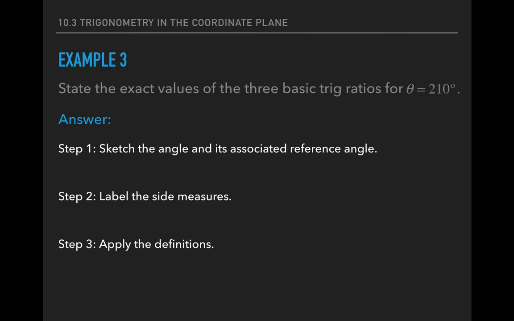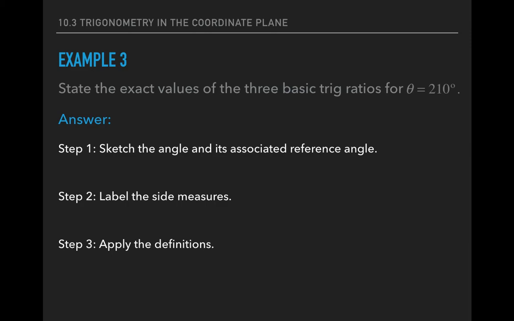Let's try this together. We're going to find the exact values, meaning we're not going to use our calculator here. We're going to give exact values. We're not going to round. Radicals are appropriate here for an angle theta, which is 210 degrees.